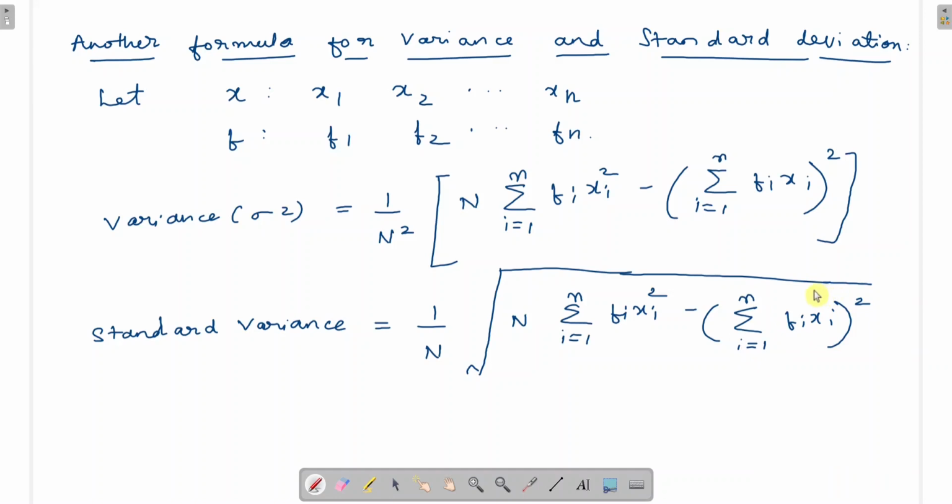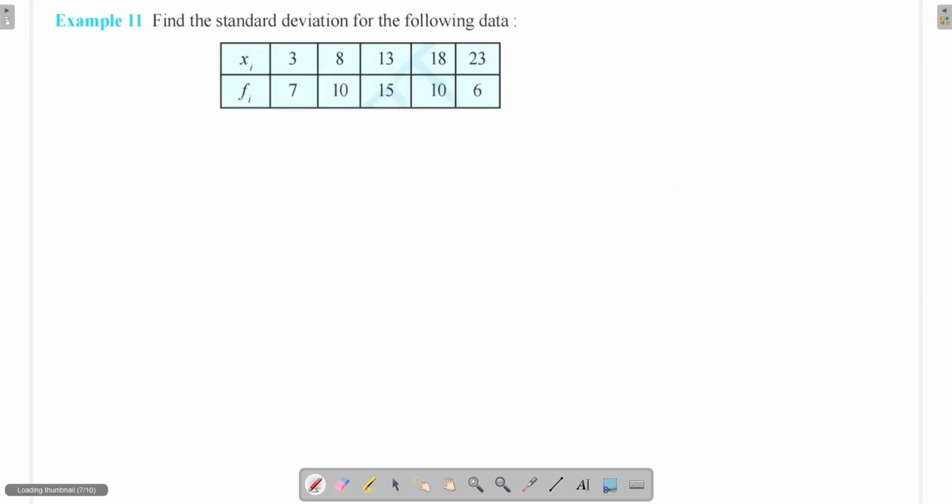Okay, so now let us do one problem to understand the formula clearly. That is example 11. Find the standard deviation for the following data. Okay, so xi is given as 3, 8, 13, 18, 23. fi is given as 7, 10, 15, 10, 16. Okay, so solution.